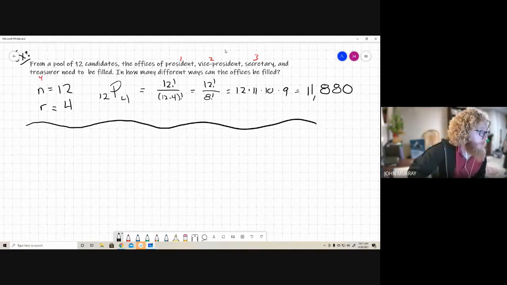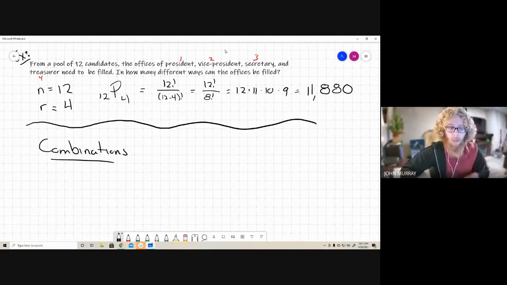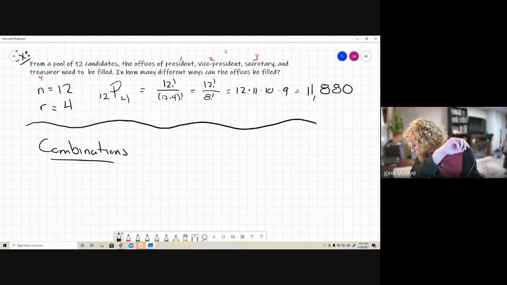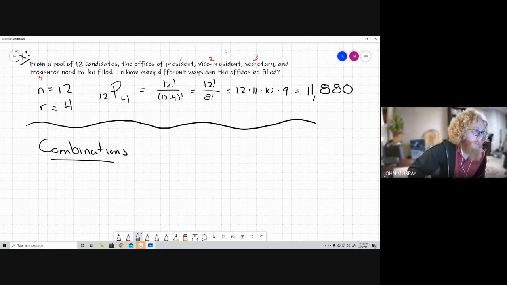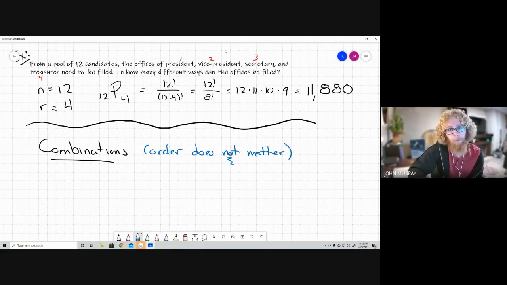And now we're going to use it in the context that we are now. Okay, and that is combinations. For combinations, it's similar to permutations, but the order doesn't matter.